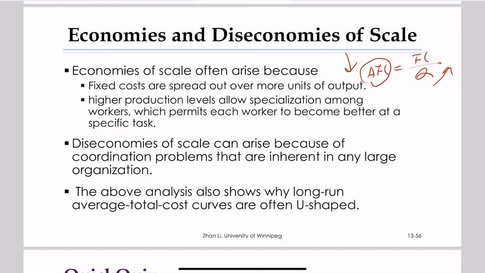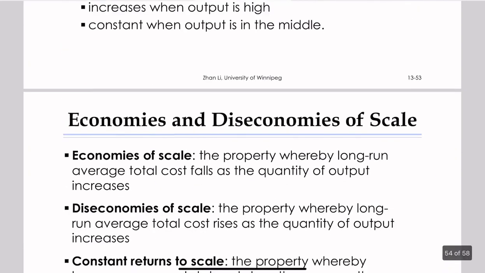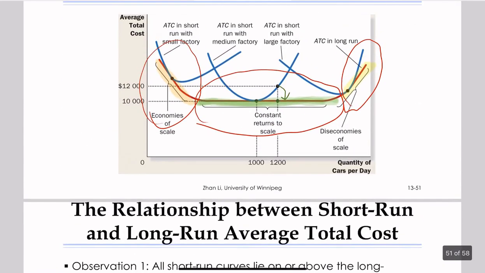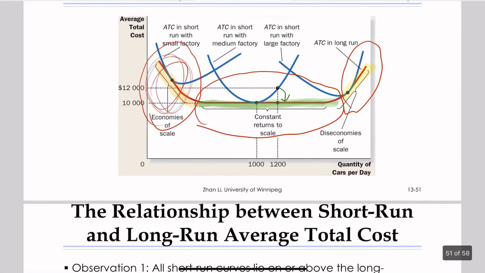It's because as the firm increases its output level, then there will be more specializations among its workers. And then you can see that workers will be better at their own specific task. This will increase productivity, which will reduce the average total cost. Clearly, you can see that this will only happen, right, in the beginning, right? It will only happen here. That is, when the quantity wasn't too large.